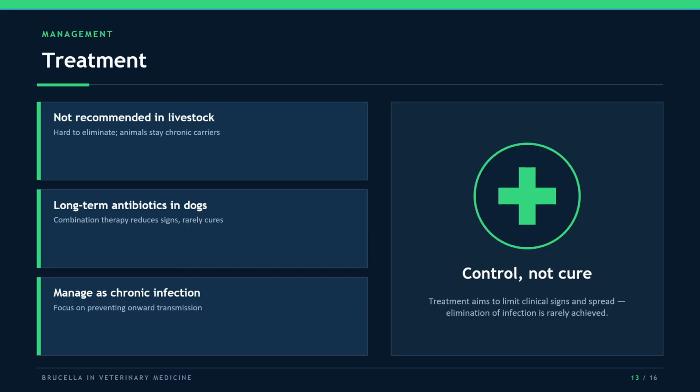Treatment is generally not recommended in livestock because Brucella is difficult to eliminate and animals remain chronic carriers. In dogs, long-term combination antibiotic therapy may reduce clinical signs but often does not fully clear infection. Management focuses on preventing transmission rather than curing infection.